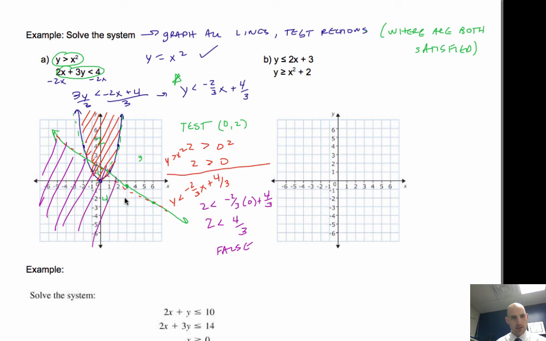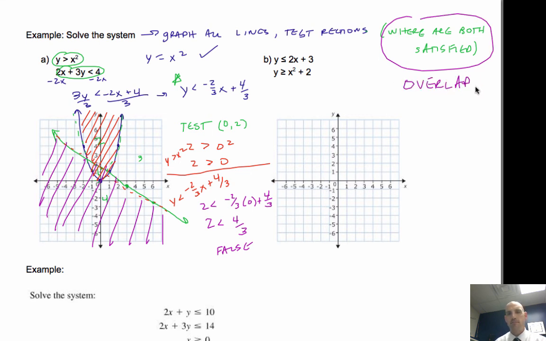And what we see is this. I need to see where it satisfies both. So that means the overlap. Here's the overlap right here. This is my solution where the overlap is. All right? That's my overlap. So my overlap is right there. That is the only solution right there. It's just that little tiny sliver piece.